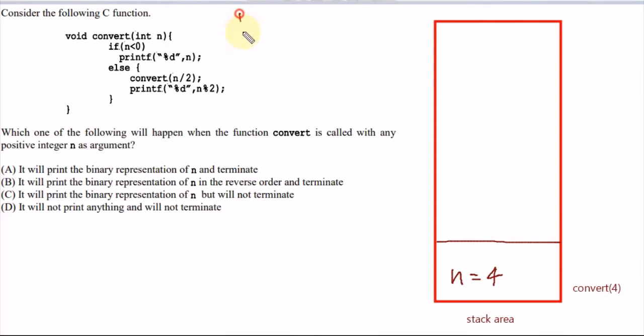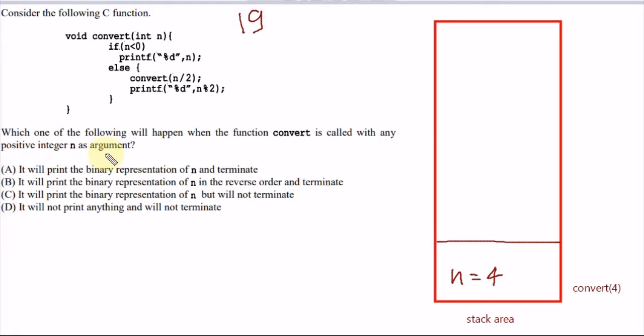This question was asked in GATE 2019. So let's see what this is saying. This is saying that consider the following C function. This convert function is given to us, and this is asking which one of the following will be happening when the function convert is called with any positive integer n.